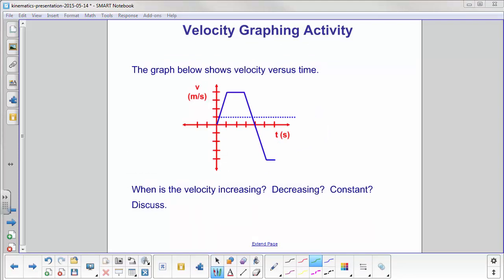Here's a slightly more complex graph of velocity versus time. So let's look at the graph first. We have the y-axis is velocity, and it's correctly labeled in meters per second. Time is labeled in seconds. And we have this blue line which demonstrates the velocity of this object at any time. 3 questions for you. Where is the velocity increasing? Where is it decreasing? And where is it constant? Please discuss with your groups. And go ahead and hit pause on this, and I'll wait a couple seconds and then come back with the answer.